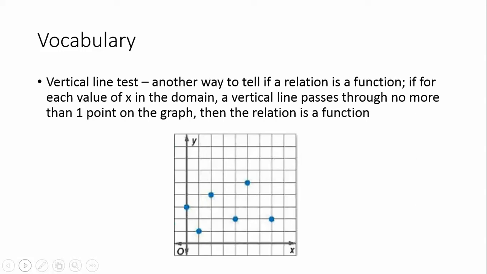Another way to test if something is a function is called the vertical line test. So we're determining if a relation is a function if for each value of x in the domain a vertical line passes through no more than one point on the graph, then we have a function. So what you want to do with this example is draw a bunch of vertical lines through those ordered pairs. If when you draw the vertical line you only hit one point each time, then we have a function. So I drew 6 vertical lines, but each vertical line only hits the function or the relation once.